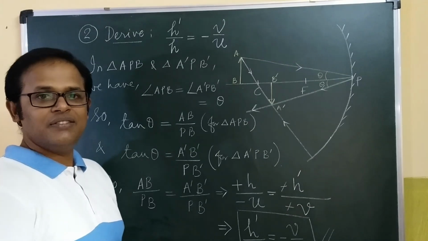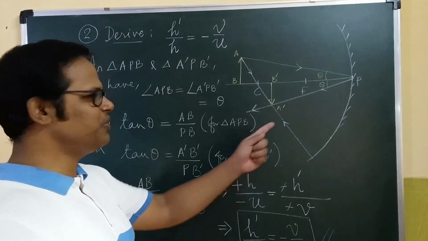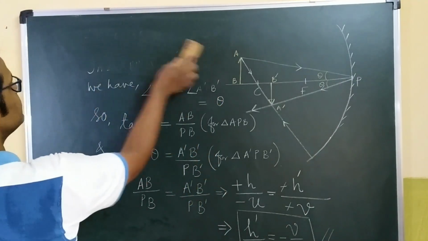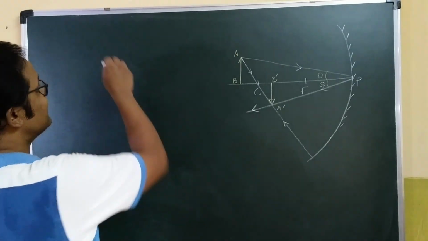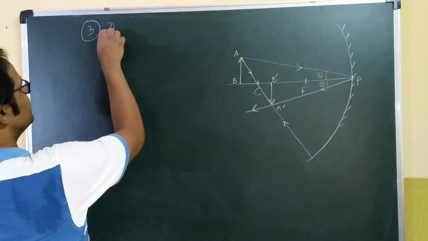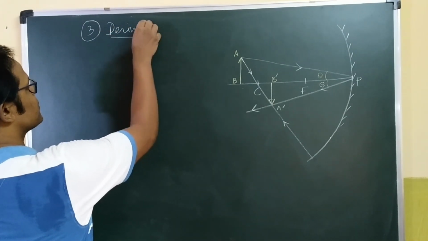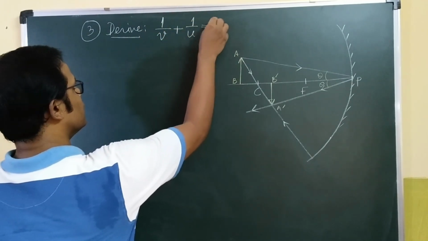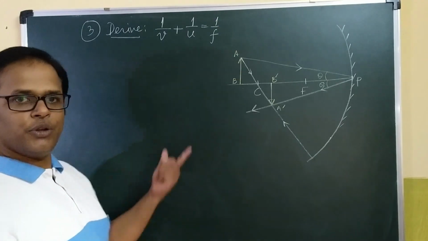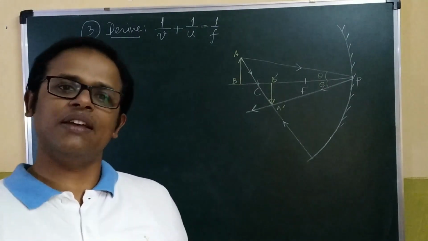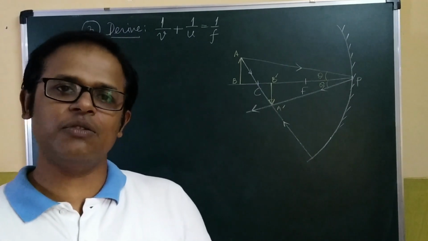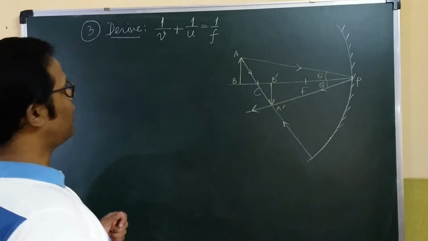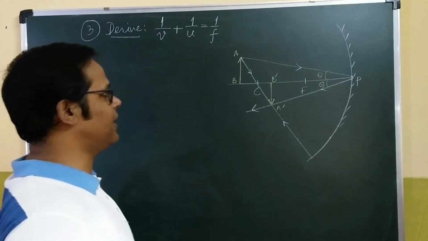So we can now derive the mirror formula using the same diagram and using the same knowledge. Okay, let me just clean it off. Okay, my dear students, we will derive the mirror formula, the most important equation for spherical mirrors. It is written as 1 by v plus 1 by u equals 1 by f. I'm going to use the same diagram which I have used for deriving the previous equation, h dash by h equals minus v by u. I hope I was clear in that, right? Now let us see how we can get to this formula using this simple diagram.